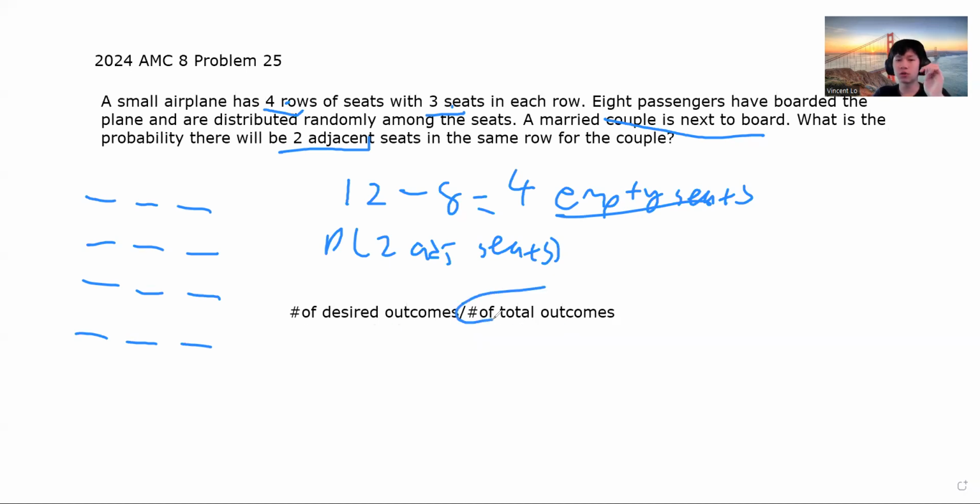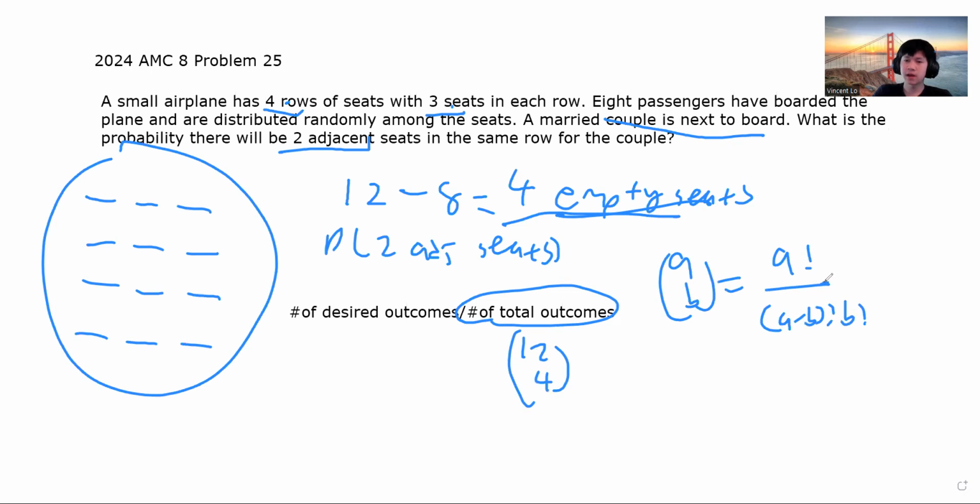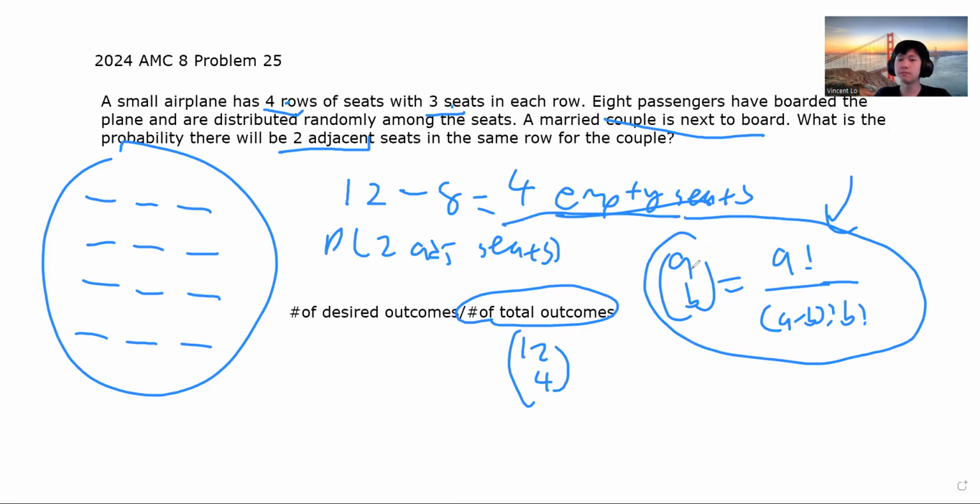So first, let's start with number of total. There are 4 empty seats among 12. So there are 12 seats to choose from, and you want to choose 4. So that's equal to 12 combination 4. For those of you who don't know combinations, the formula is A choose B equals A factorial over A minus B factorial times B factorial. I highly recommend you read more about this. This is a very important formula that you have to understand, why it works and its applications. So if you don't know already, make sure to research combinations, because we're going to be using combinations a lot in this problem.